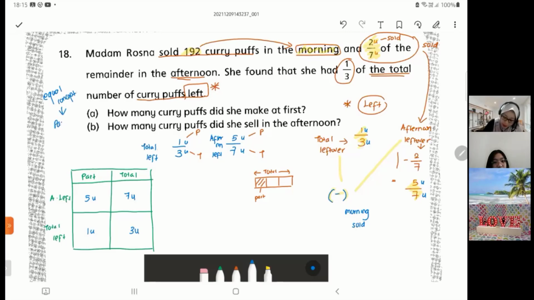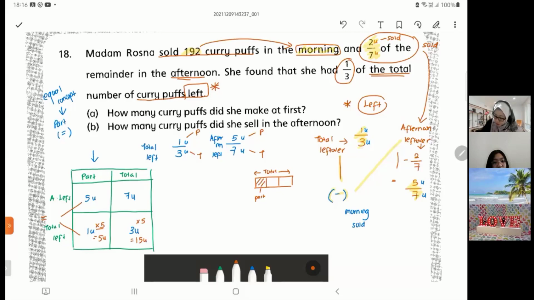Always look at the part. The part must be equal. So let's look at the part. This and this must be the same. Are they the same? No, they are not. Can we make it the same? Yes, I can. Times 5 here equals 5 units. Is it the same already? Yeah. Whatever I do here, the next box in the row will do the same. Here is 15 units.